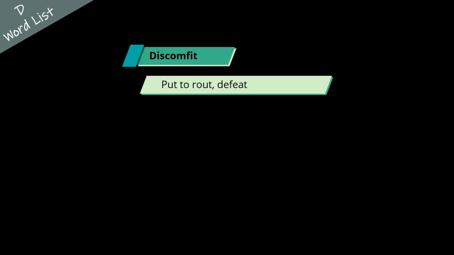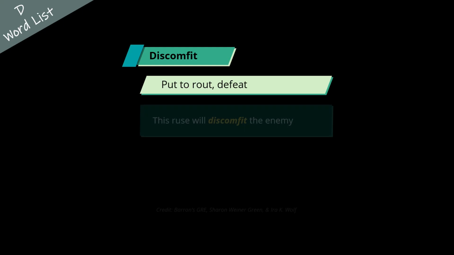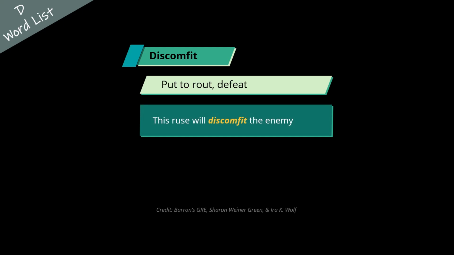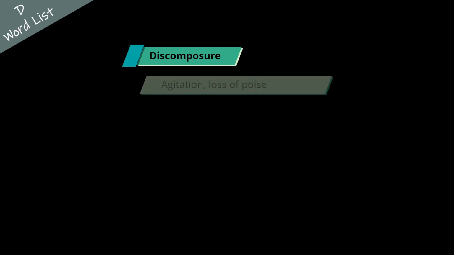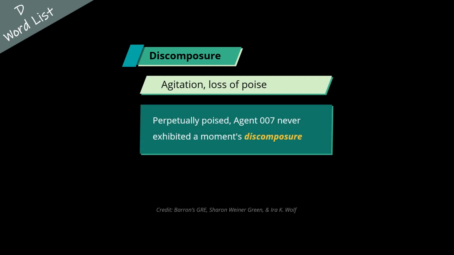Discomfit means put to rout, defeat. For example, this ruse will discomfit the enemy. Discomposure means agitation, loss of poise. For example, perpetually poised, Agent 007 never exhibited a moment's discomposure.